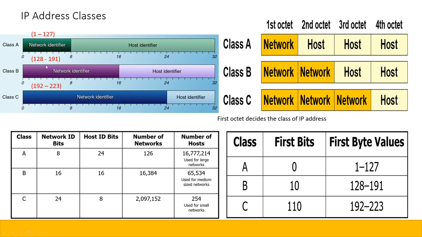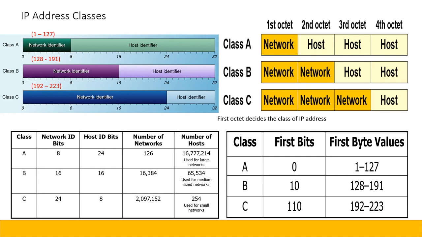If the value is between 128 to 191 for the first octet, this would be class B IP address. And if the value is between 192 to 223 for the first octet, that will be class C IP address. Why do we use these classes? Basically, it depends on the size of a network.